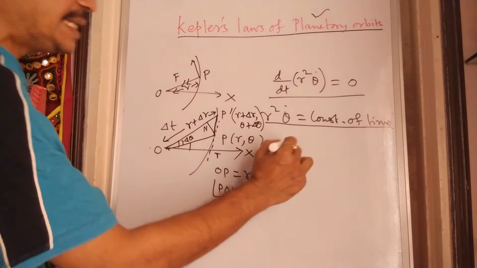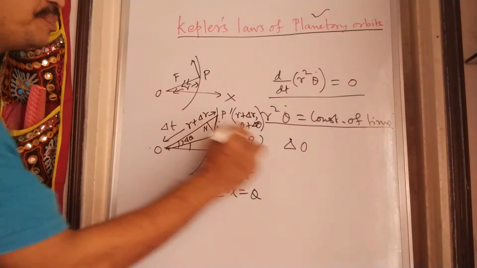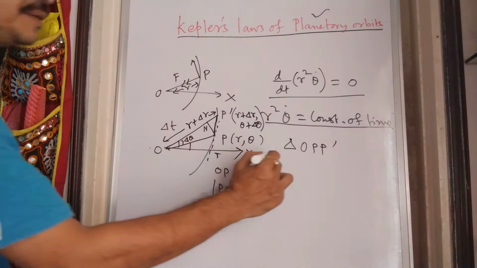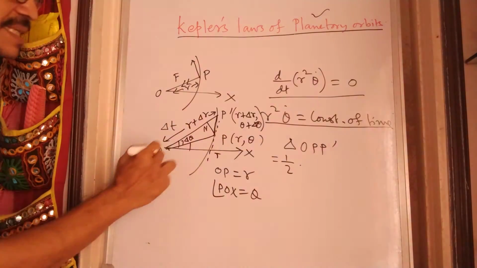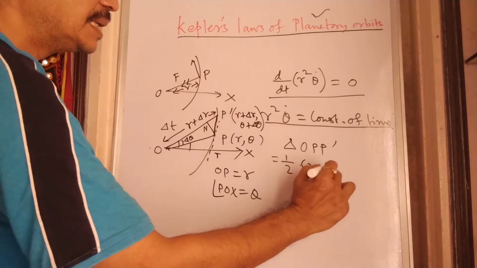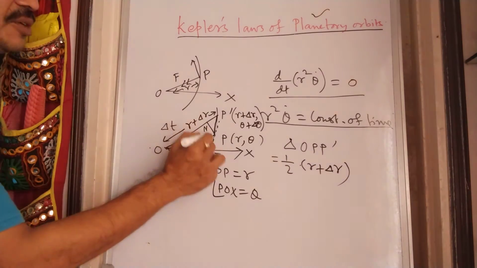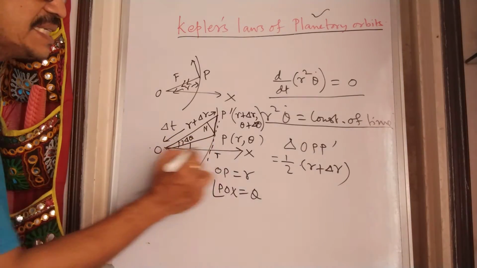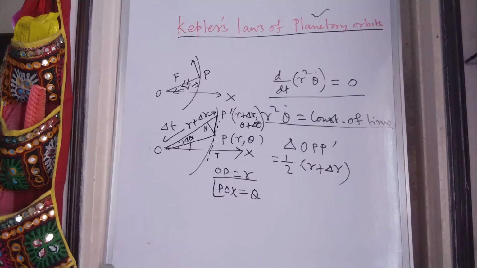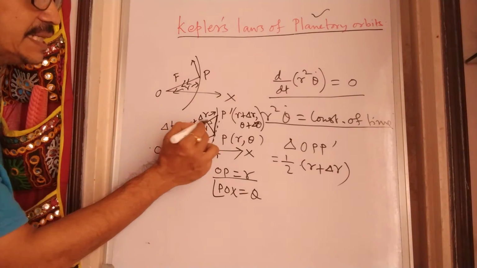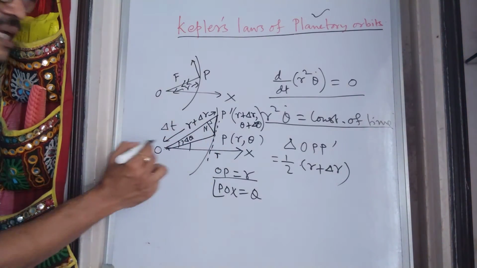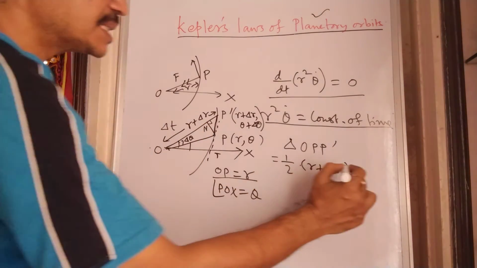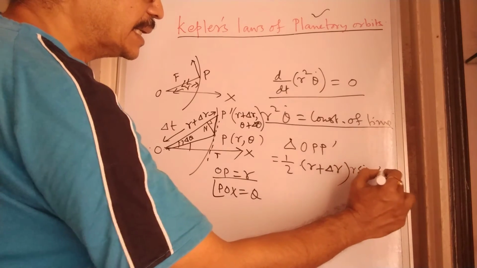Now the area of the triangle OPP prime becomes half base times perpendicular. The base is nothing but OP prime, which is r plus delta r, and the perpendicular is Pn. Since this angle is delta theta and OP is r, and this is 90 degrees, perpendicular by hypotenuse is sine delta theta, and the measurement of Pn becomes r sine delta theta.